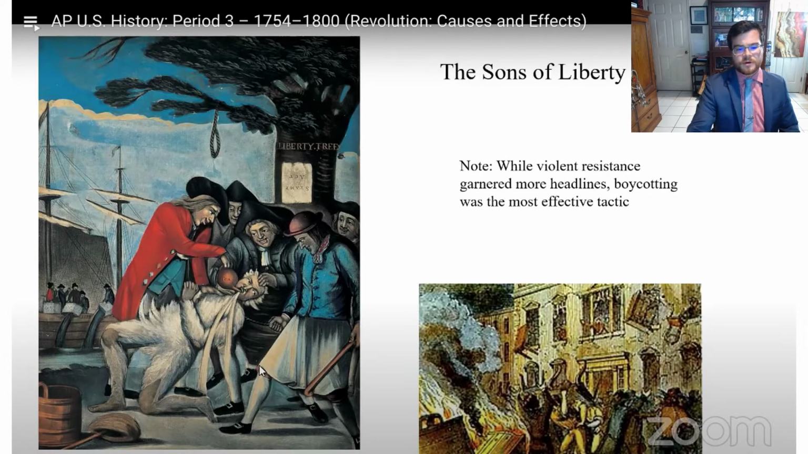While violent resistance garnered more headlines, boycotting was the most effective tactic, right? So these little pieces of violence, the riots and the tar and feathering of the tax collectors, along with the Boston Tea Party, that's very fancy, but just refusing to buy tea and refusing to buy products, that was way more effective. And that's called boycotting, guys. A very important term that you know.